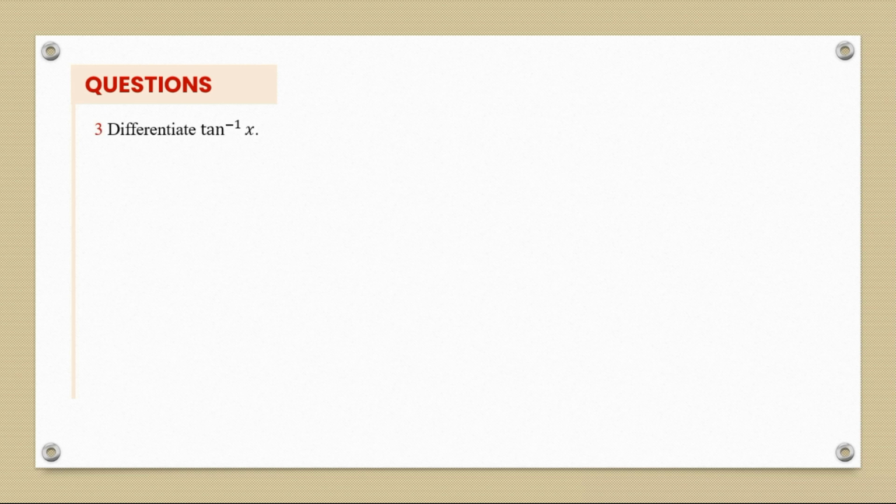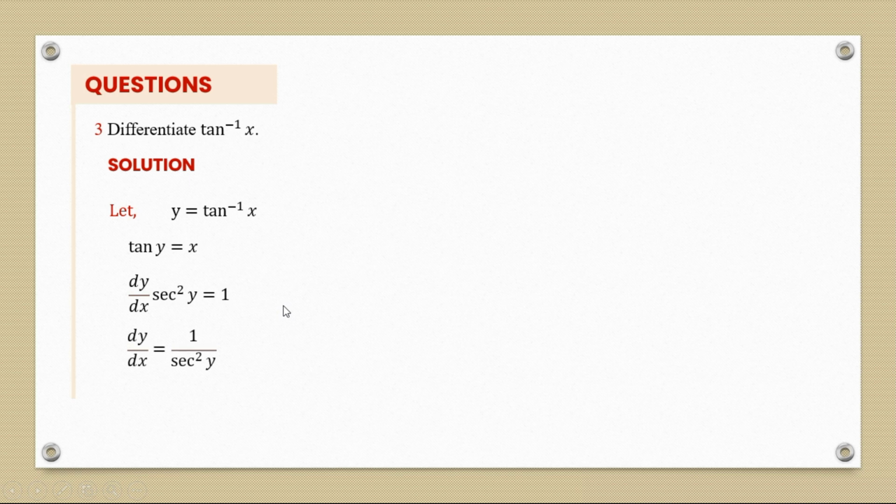How about if we're told to differentiate tan inverse of x? How do we do that? This is how we do it. We let y be equal to tan inverse of x. So tan y shall be equal to x. From the knowledge of implicit functions, when you differentiate tan y, it's going to be equal to sec squared y, but because we're dealing with the y value, we multiply it by dy dx. Then on the right hand side, x becomes 1. So if we make dy dx the subject, we have 1 over sec squared y.